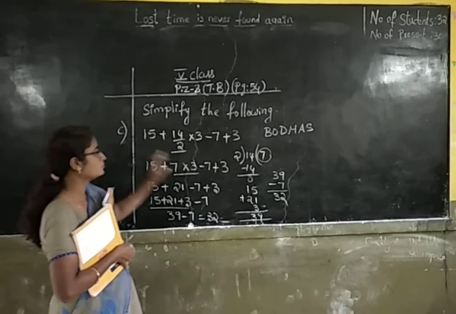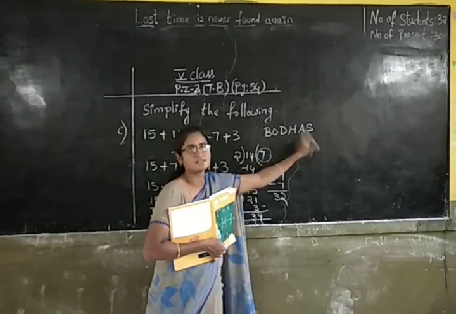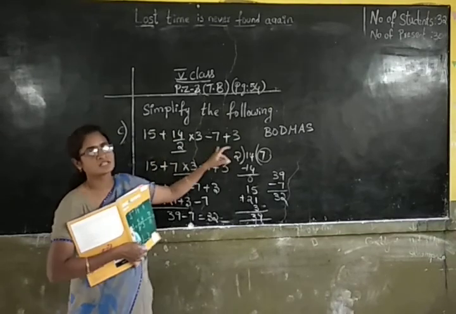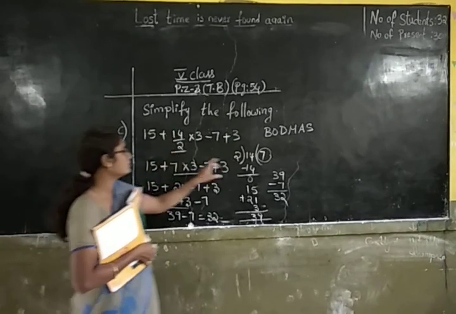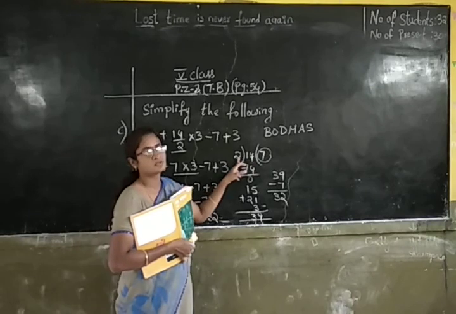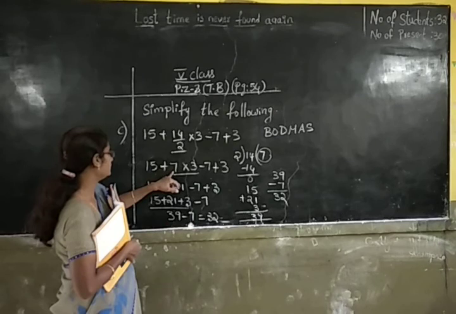According to the BODMAS rule, first we have to do division, then multiplication, afterwards addition and then subtraction. Here the 4 operations are given. So first I am doing the division. So first I have divided 14 by 2. So 2 goes in 14 7 times. So I have written 7 here.